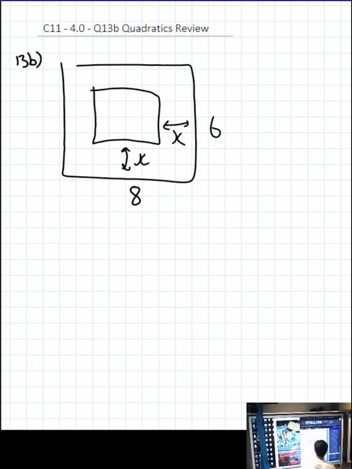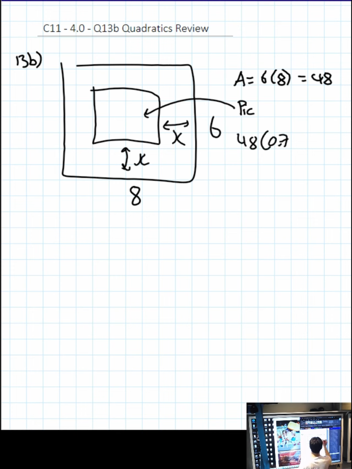Okay, so a picture is 75% of the total area. So off to the right, A equals 6 times 8 equals 48. So that's the total area. Now the picture in the center, let's put an arrow to the picture in the center and say that. So that's going to be picture. So now we have to find 75% of 48. So let's say 48 times 0.75 equals 36.